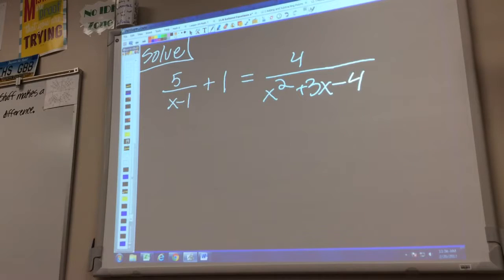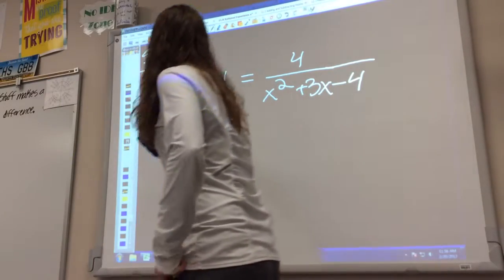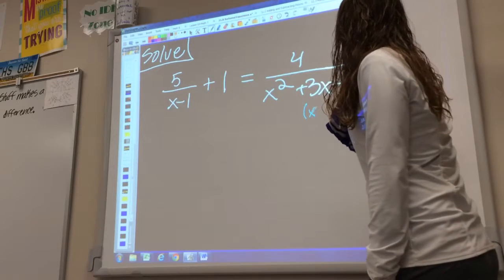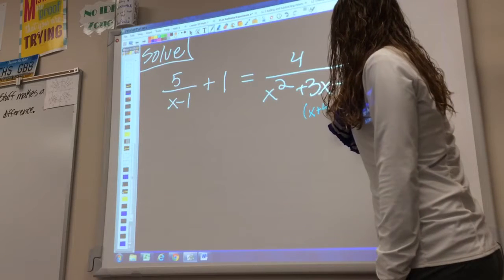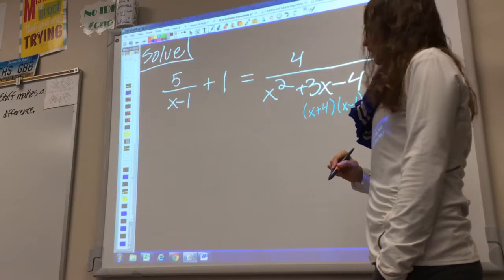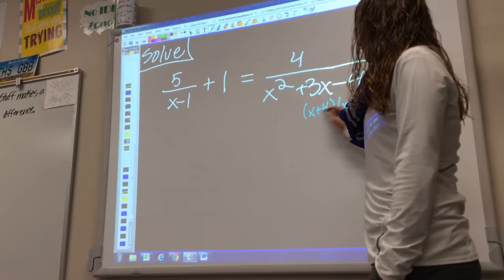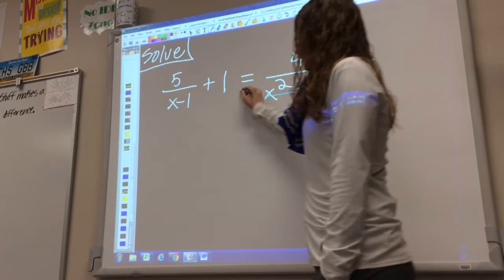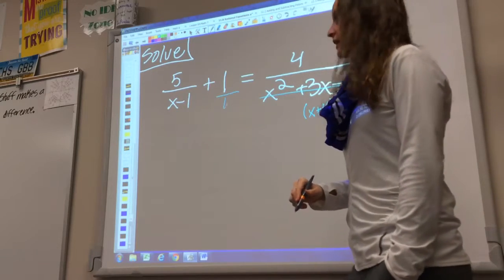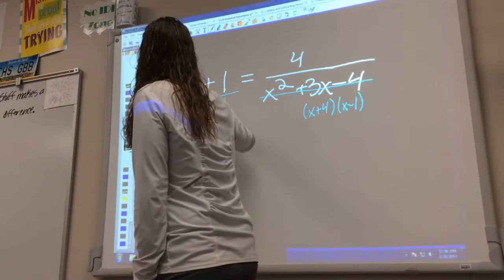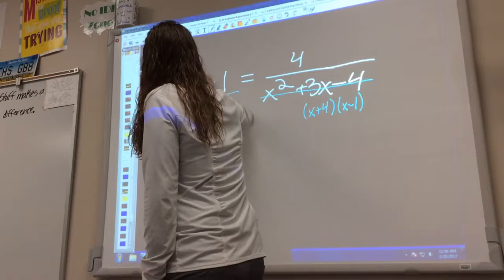Okay, let's go through this real quick. Let's check this out. When we factored this, do you agree that we had x plus 4, x minus 1? Yeah? Okay, that means this is not only just this denominator, it's our least common denominator. So it's what we're going to multiply everything by. Because I just want to save some space up here, what's the only thing we're going to multiply this one by?